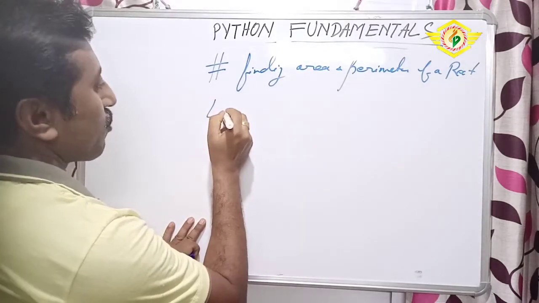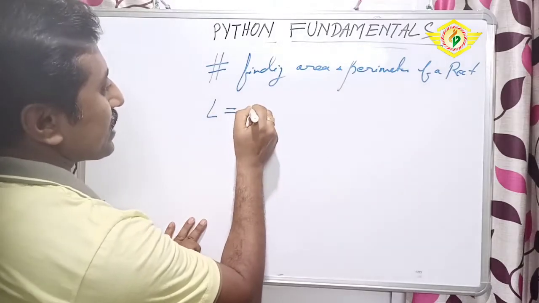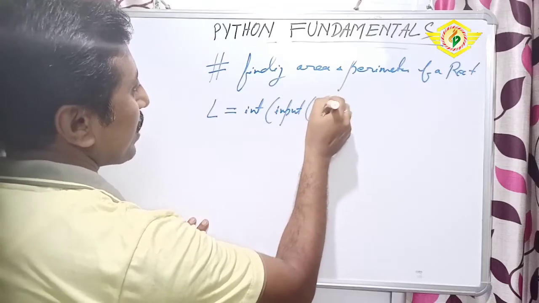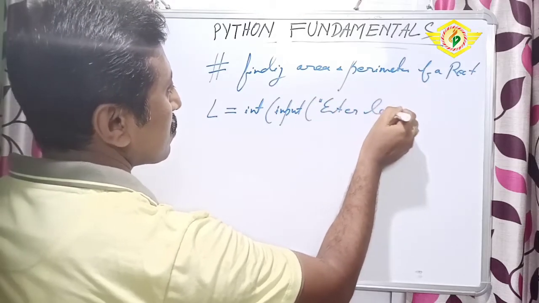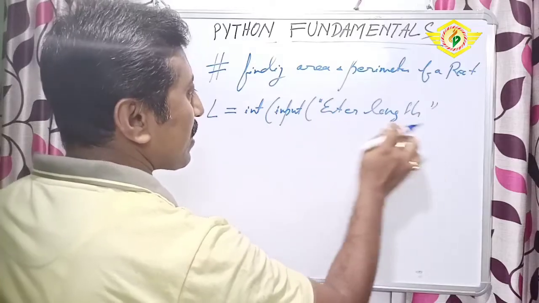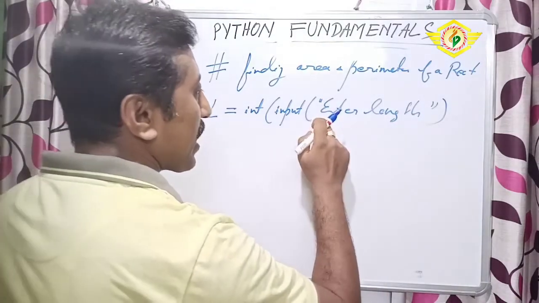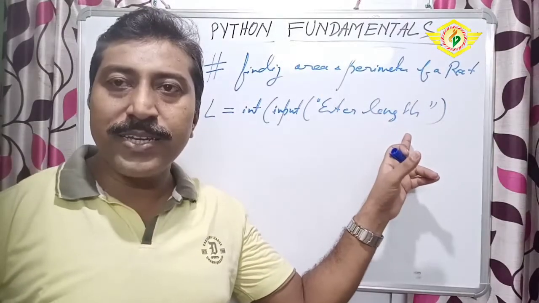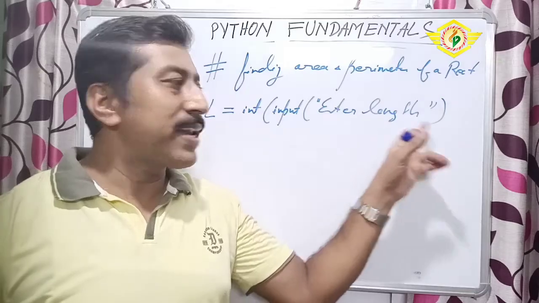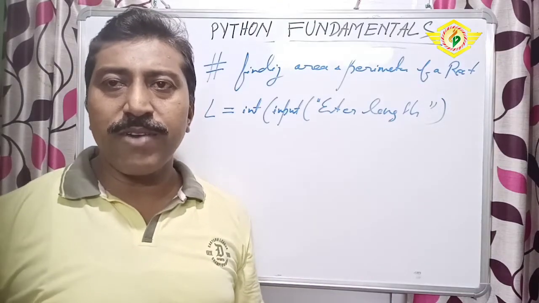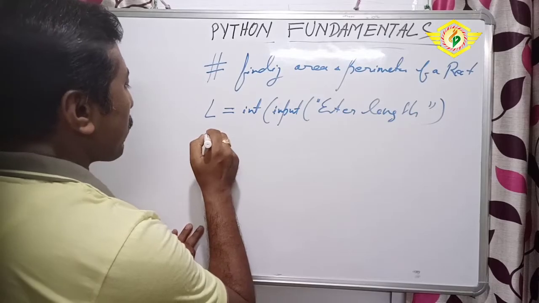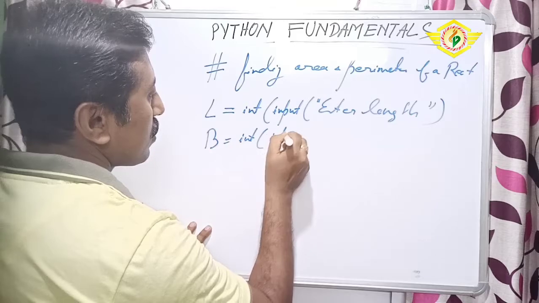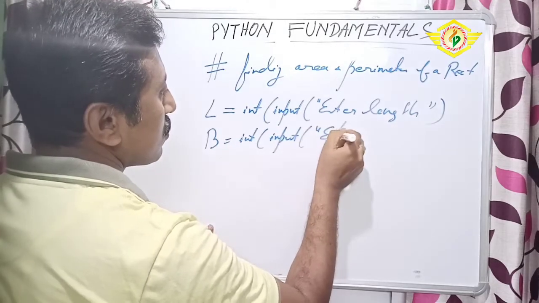For length I am taking L. L equal to, it is an integer type, int, then write input, within brackets write enter length. This enter length statement you can write yourself also. Any statement you can write. It is not compulsory that you write only what I have written here. You can write enter length or input length, something according to your choice. After that, for breadth I am writing b equal to int input, enter breadth.